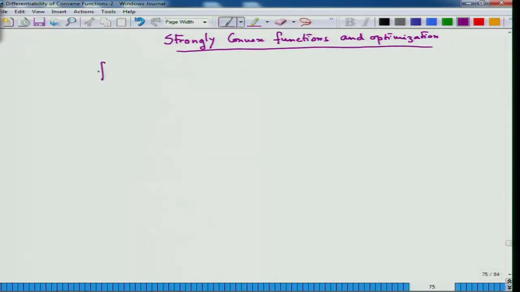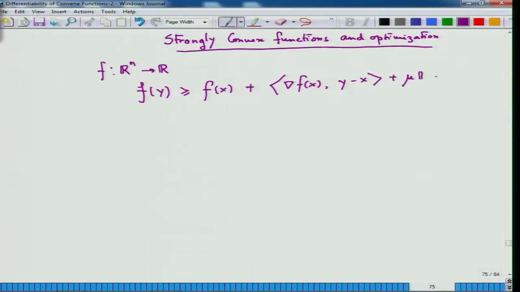So, if you have a function from Rn to R, a strongly convex function is one whose Hessian matrix always has to be positive semi-definite. Sorry, not positive semi-definite, positive definite. So, for any x, y, if the function is differentiable, then this is the definition of strong convexity for all x, y in Rn. Try it out with x square, where mu greater than 0 is called the modulus of strong convexity.